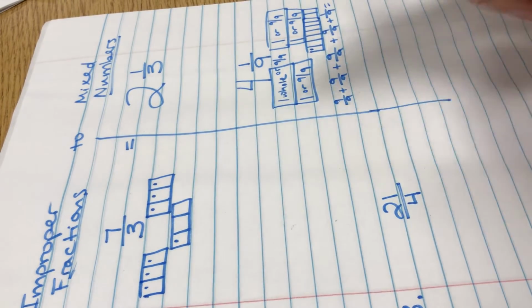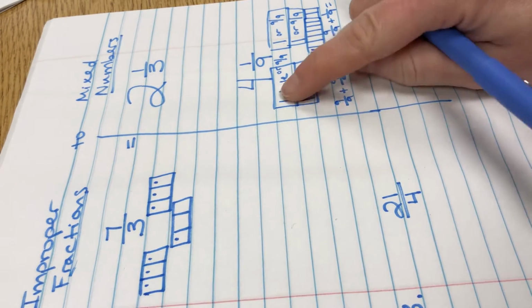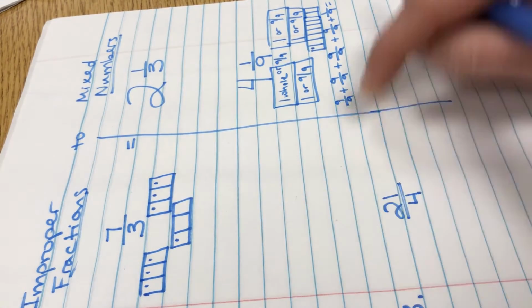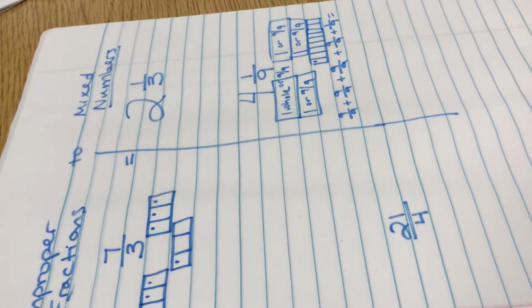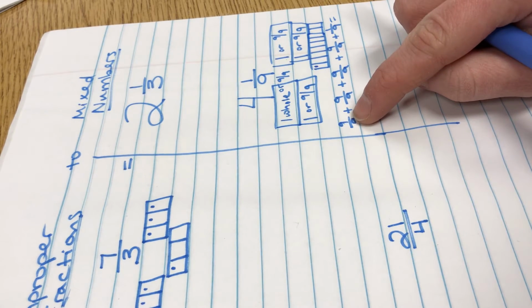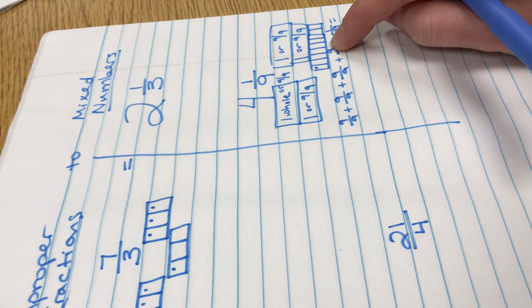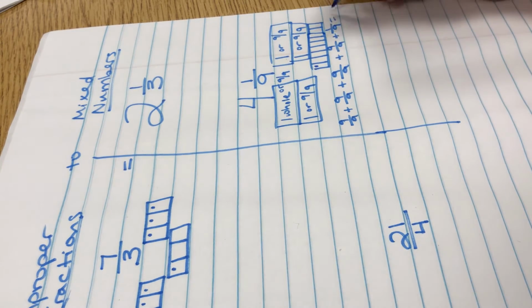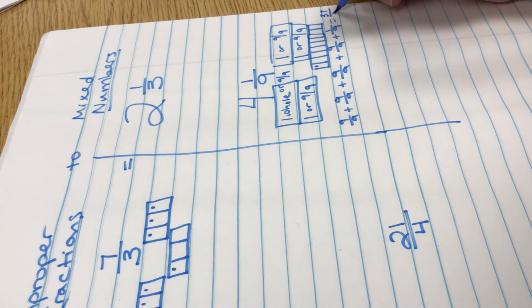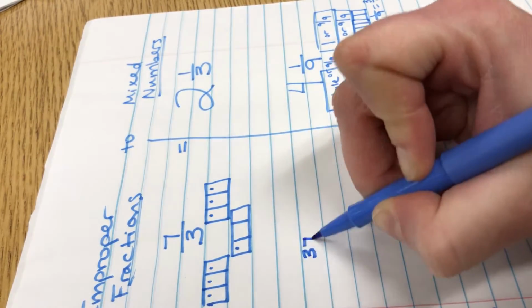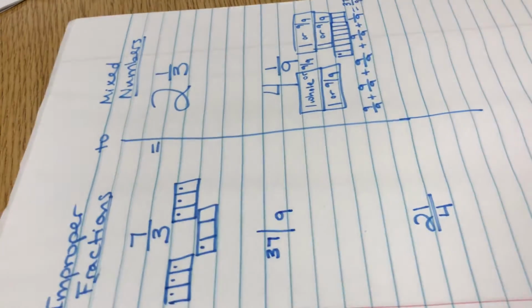Add those all up. Now, some kids might be saying, well, why didn't you use the whole? Well, we want this to be a fraction again, right? We want it to be an improper fraction, so we need to go to the fraction pieces. So I like to, instead of doing repeated addition, I like to do multiplication. 9 times 4 is 36, plus 1 more is 37. And in addition, we do not change that denominator. So now my improper fraction is 37/9.